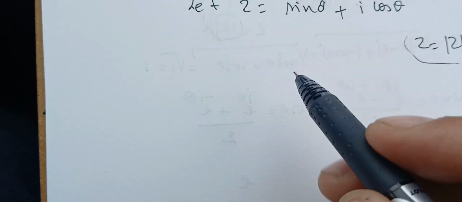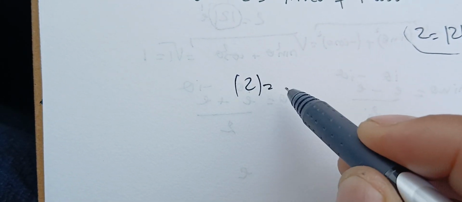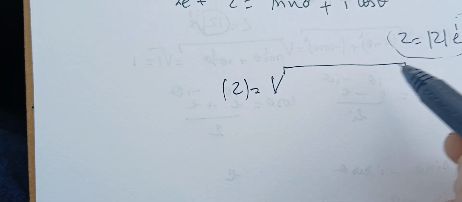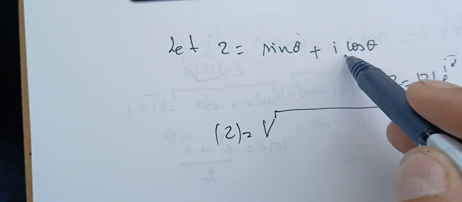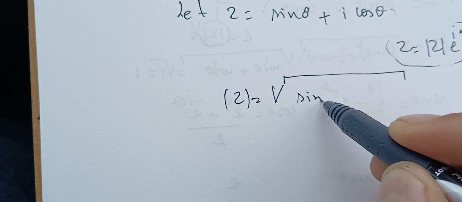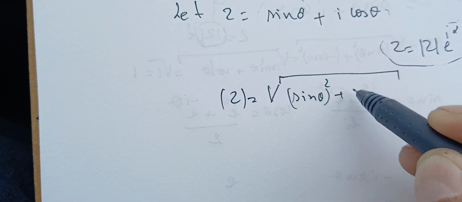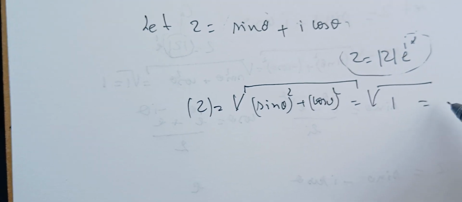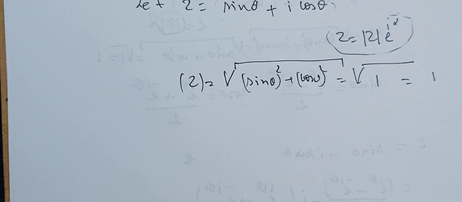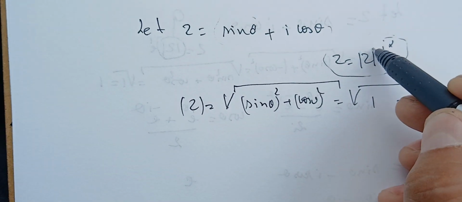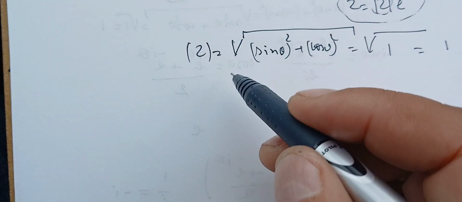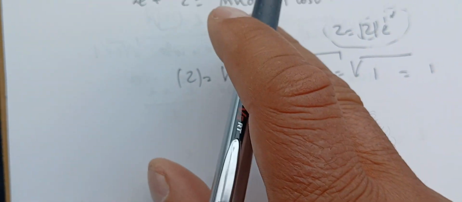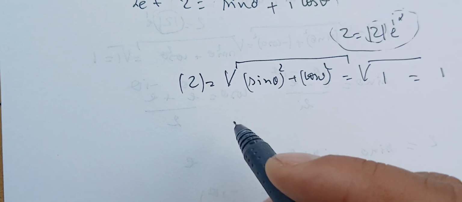Okay, first, what's the norm of z? By definition it is the square root of the real part squared plus the imaginary part squared. That's sine theta squared plus cosine theta squared, and we know that's 1. The square root of 1 is just 1. Okay, so we have this one as 1. Now to write this one in exponential form, we use Euler's formula.